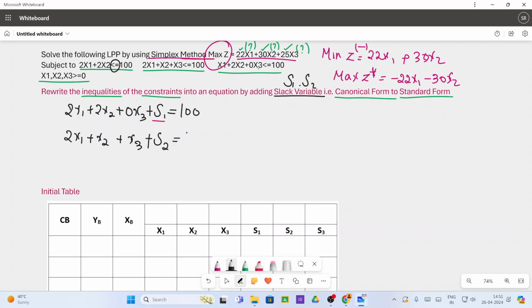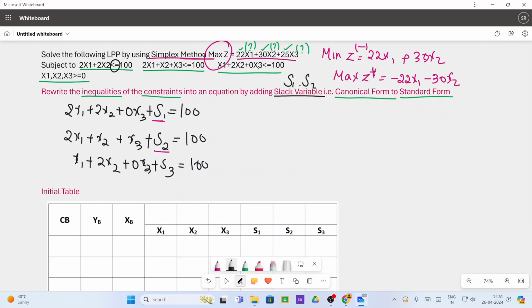Which is equal to 0. And the third equation is going to be x1 plus 2x2 plus 0x3. Here again, in order to change the inequalities, you have to introduce a slack. We have already introduced s1 and s2, so now you have to introduce s3, which is equal to 0 again. This is where you have converted from your canonical form to your standard form.